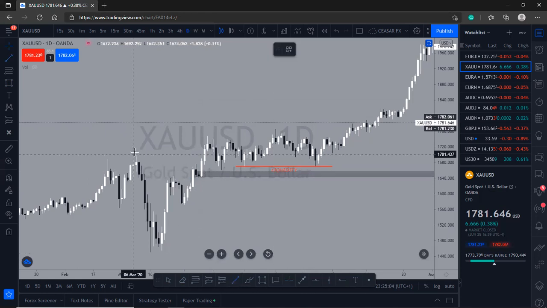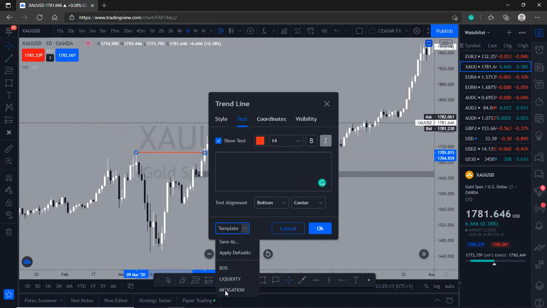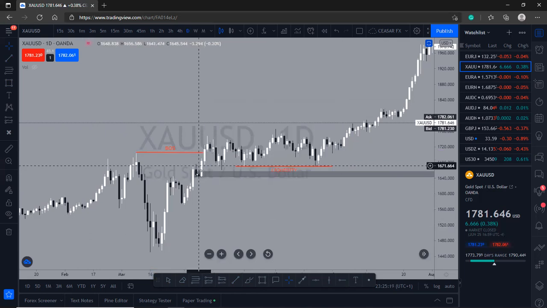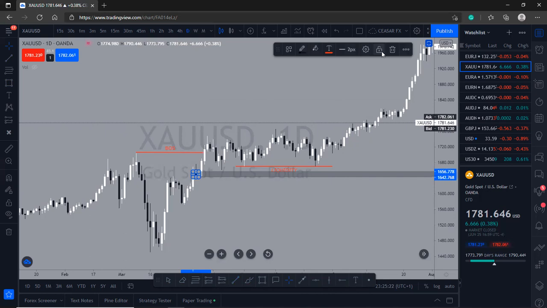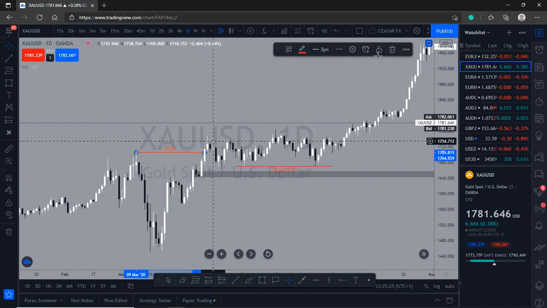The price broke the structure somewhere here. I want to show you this secret. All right. So the price broke the structure here. So this order block, it was the reason why the price has to break what? The structure to the upside.